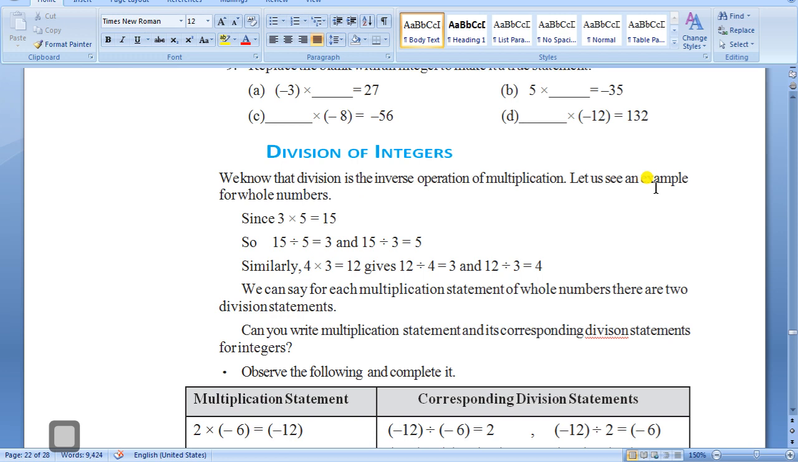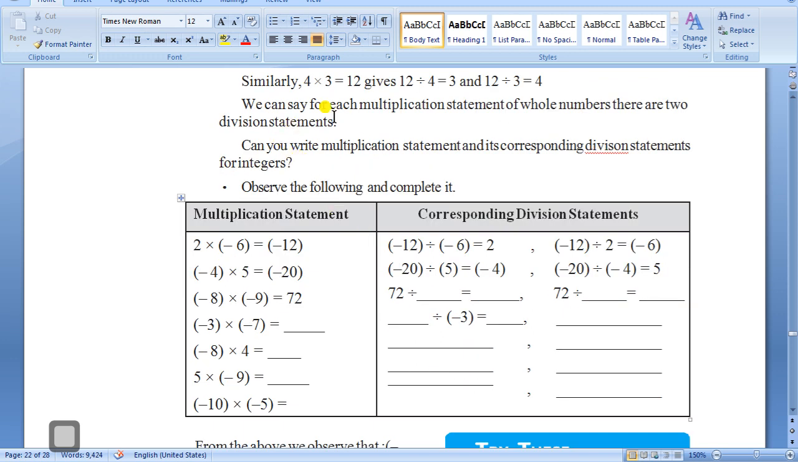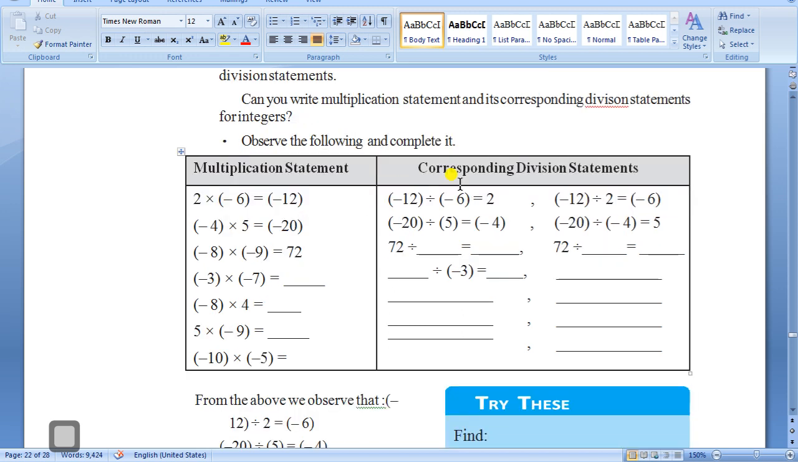Now we'll find out the division of integers. We know that division is the inverse operation of multiplication. Let us see an example for whole numbers. 3 into 5 is equal to 15. So 15 divided by 5 is equal to 3, and 15 divided by 3 is equal to 5. Similarly, 4 into 3 is equal to 12, gives 12 divided by 4 equal to 3, and 12 divided by 3 is equal to 4. We can say that for each multiplication statement of whole numbers, there are 2 division statements.